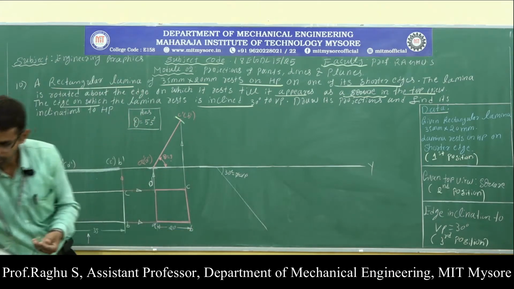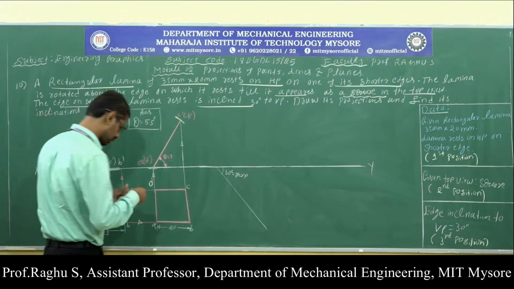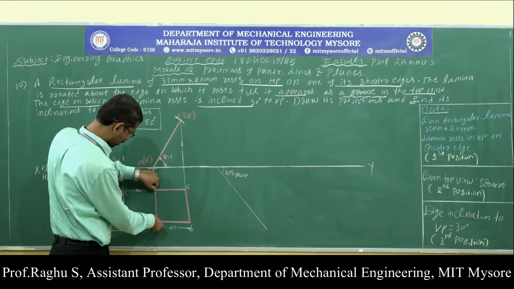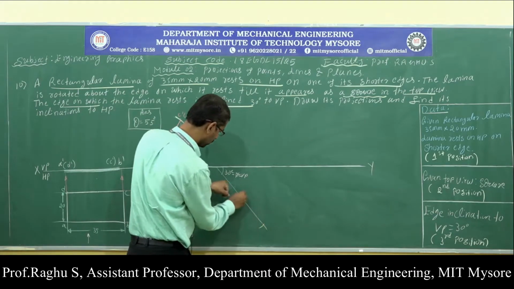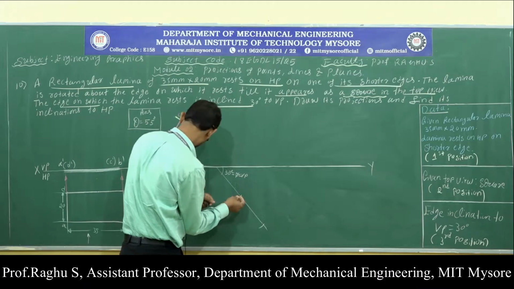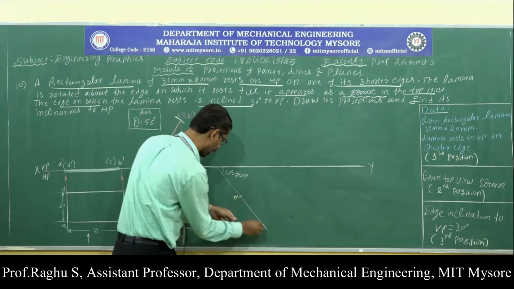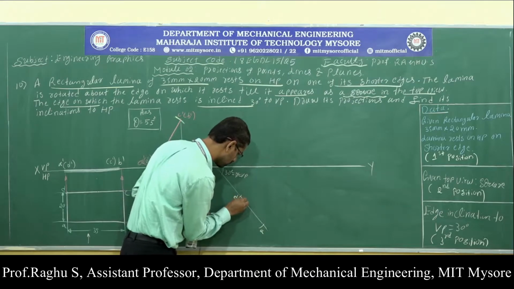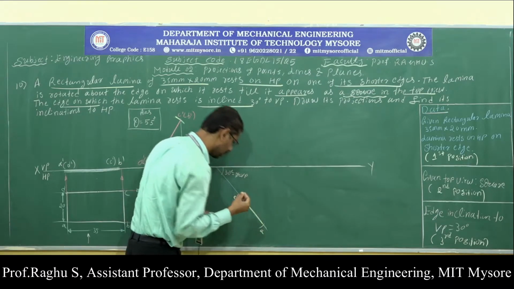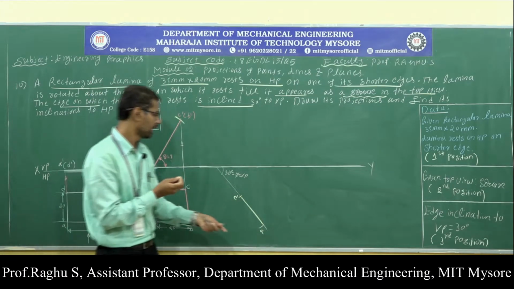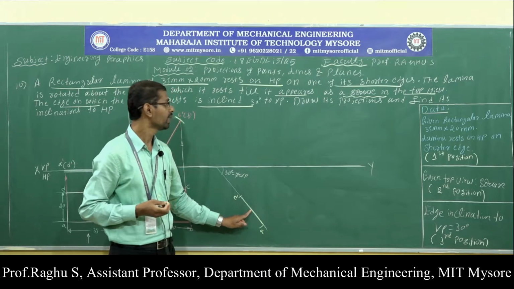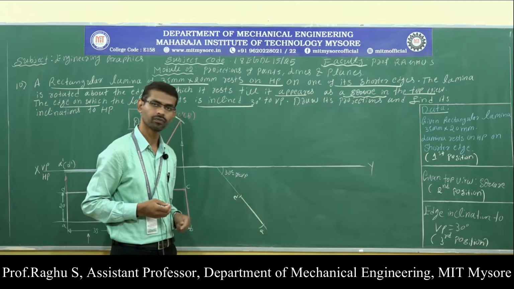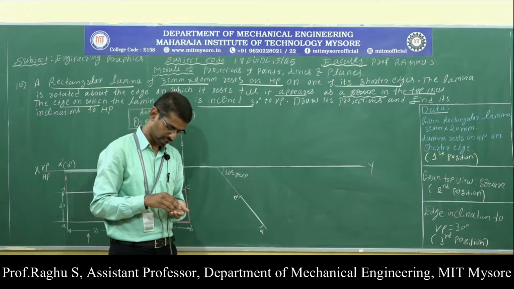First measure this distance and fix it on A dash. So this is D and A. The resting side AD, the edge on which it rests, makes 30 degrees with respect to VP. Now redraw the remaining points.